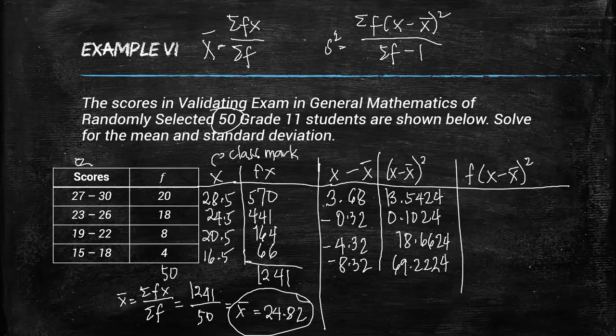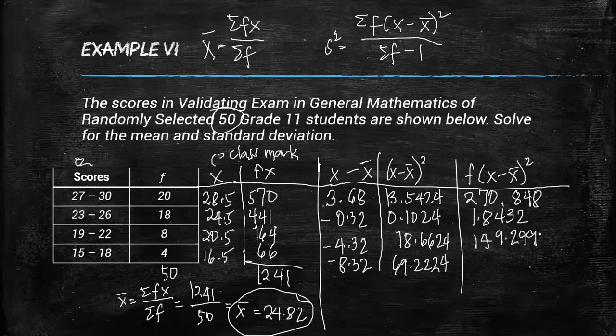Ayan. So we have 20 times 13.5424. So yan ay 270.848. O ganun din gagawin natin sa iba. 18 times 0.1024. That would be 1.8432. Next is 149.2992. And lastly, we have 276.8896. O paki-add, ang sum dapat niya ay 698.88. Kaso di pa tayo dyan nagtatapos.